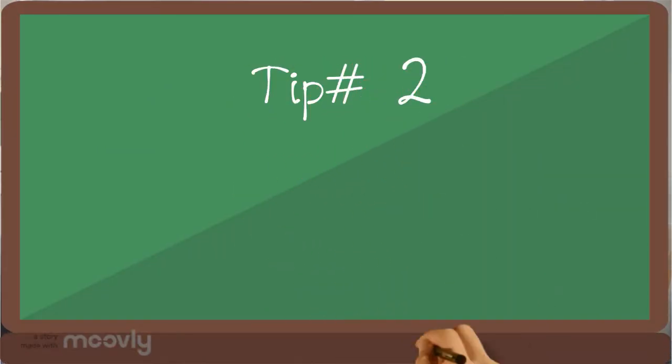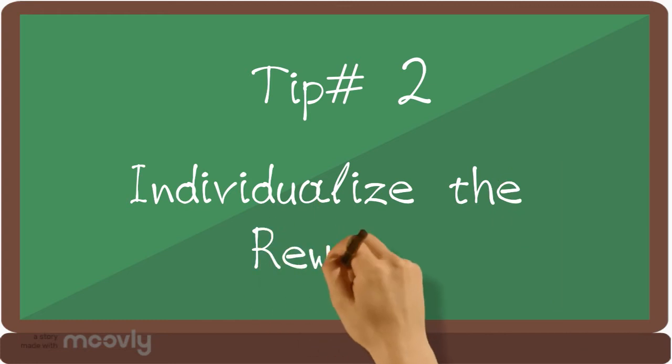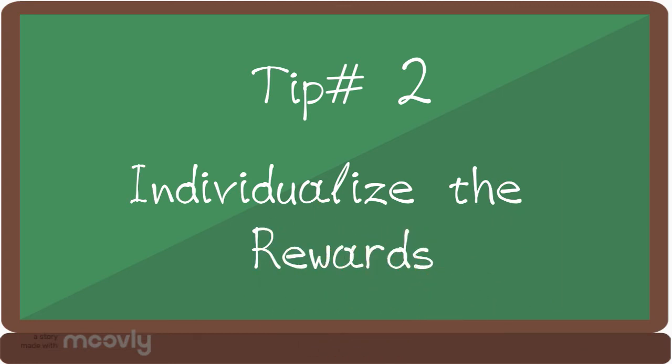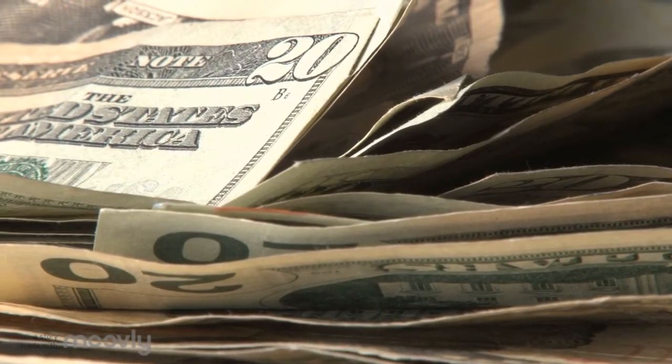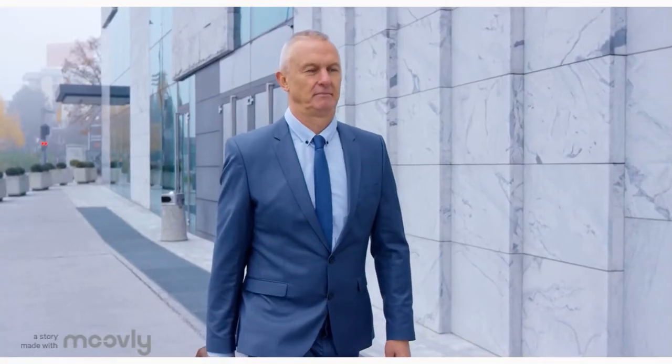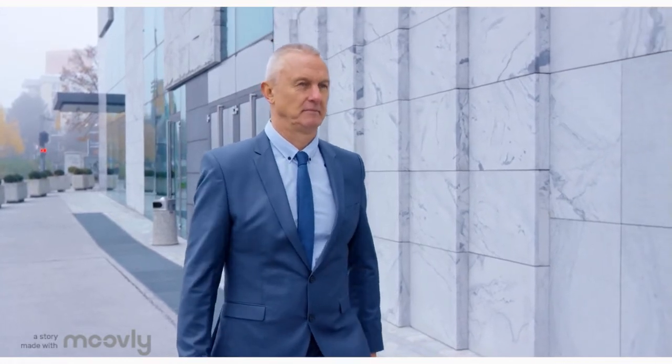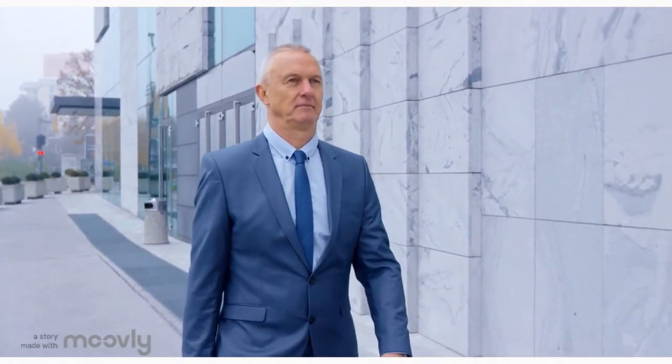Tip number 2, individualize the rewards. Once you know what motivates each team member, create a reward system around what they care about. Is it getting a promotion, finding challenging work, earning more, or easing into retirement? Find out what motivates them and use that as their incentive.